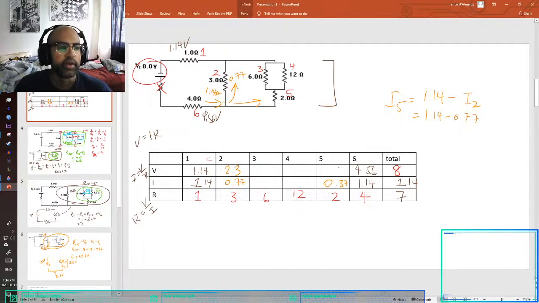0.37. Okay, so from there we can calculate the voltage. V equals IR, so 2 times this is equal to, what is it, 0.74.